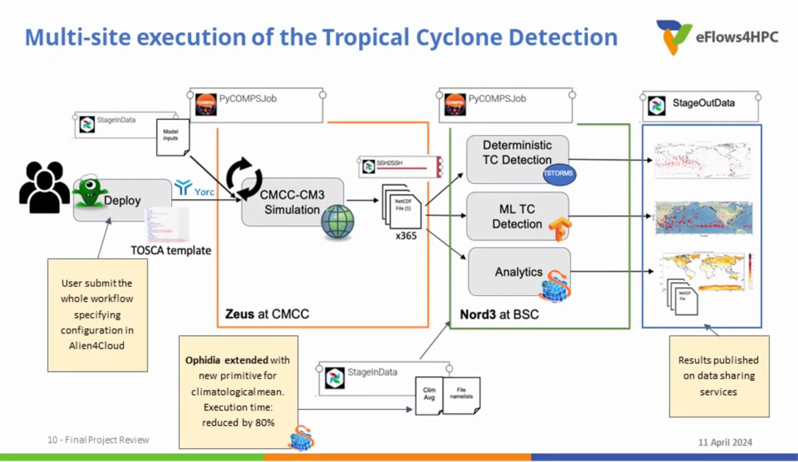This workflow is composed of a first execution that executes the CMCC-CM3 model simulations in the SIU supercomputer at CMCC, and a second computation that executes a tropical cyclone detection in NOR3. The results of the first computation are automatically transferred from SIUs to NOR3 with an SSH to SSH data pipeline.